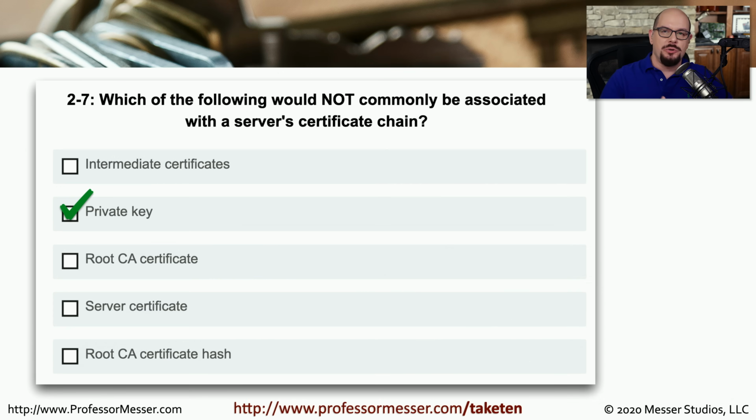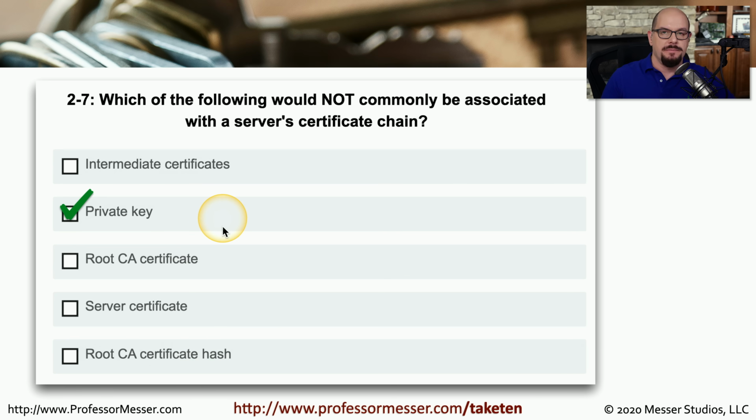The one item that you would never want to make available for people to see or evaluate is the private key. They can look at the intermediate certificates, the root CA certificate, the certificate that's on your server, and even the hashes that are created from the root CA, but you would never want someone to be able to see your private key.